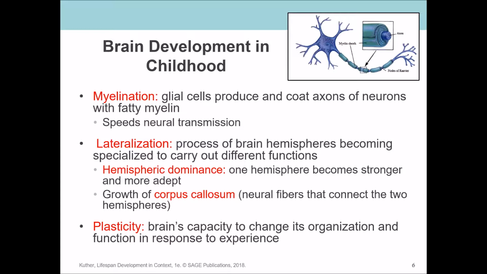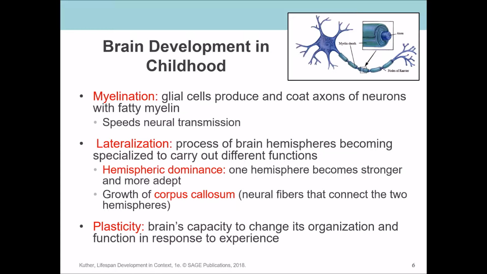And you can think about, yourself. Are you left-handed or right-handed? We would refer to this as hemispheric dominance. That one hemisphere becomes stronger and more adept. For most people, the left hemisphere dominates, and the left hemisphere controls the right side of the body. So you have a dominant left hemisphere if you are right-handed. There's also the growth of the corpus callosum. This is a set of neural fibers that connects the left and the right hemisphere, and this helps with communication between the two hemispheres and coordinates processing of information.